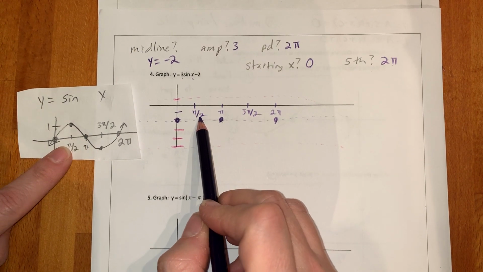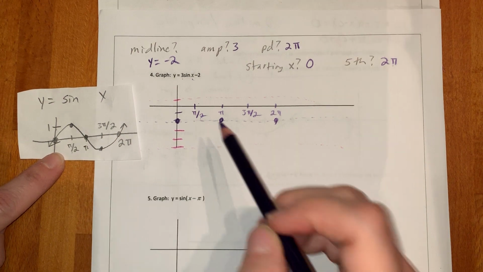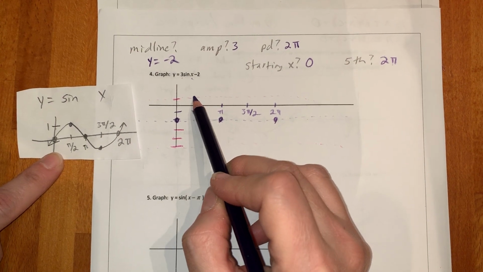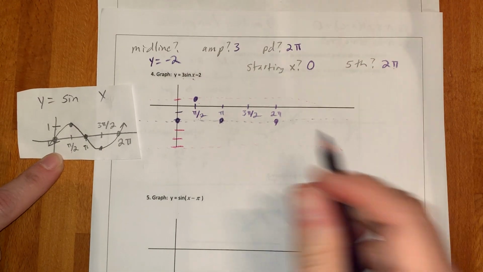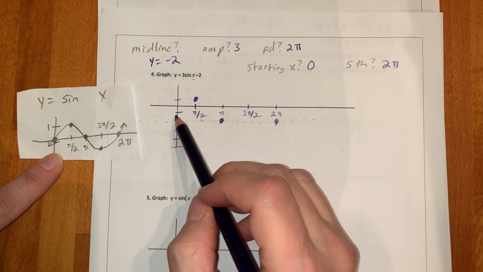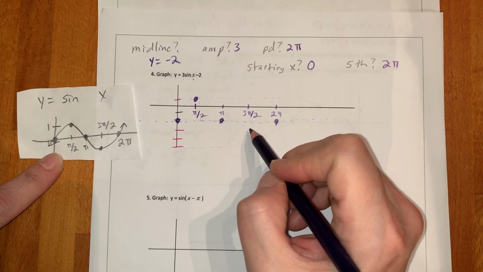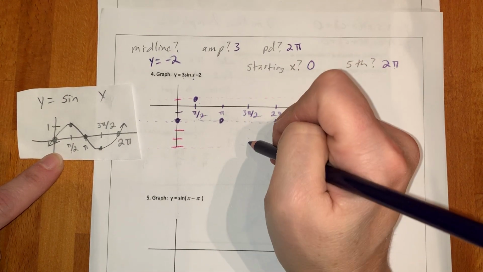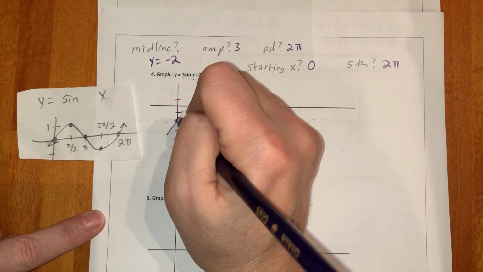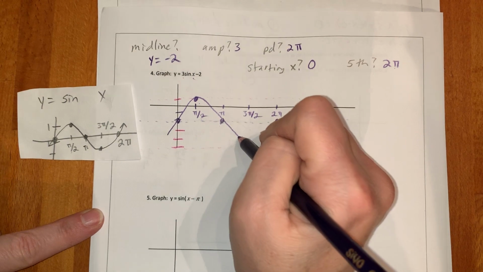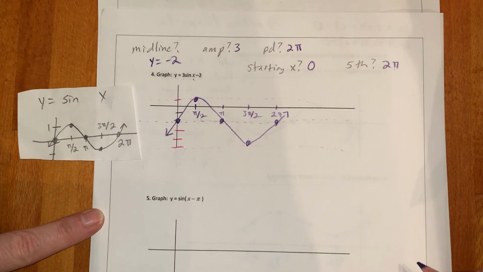At pi over 2, I have a maximum. Here, the maximum is at 1. See how I went up 1, 2, 3? Now my maximum is going to be over here at 1. Well, it's still at 1, but it's 3 away. And my minimum here is going to be down 1, 2, 3. This one is my favorite kind to do. We'll probably do more of these together.